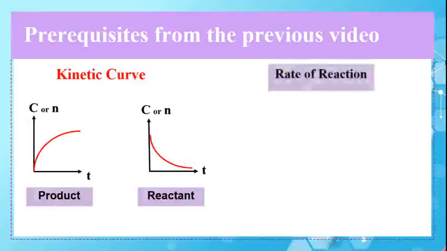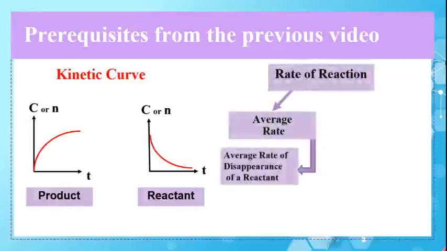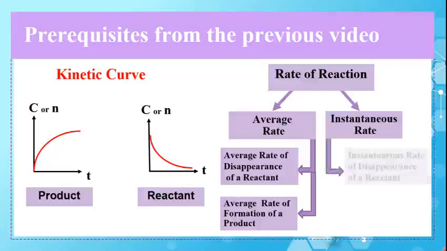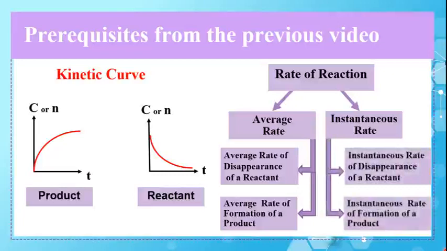Also, if we want to determine the average rate of a reaction, we may refer to the average rate of disappearance of a reactant or the average rate of formation of a product, while to determine the instantaneous rate of a reaction, we may refer to the instantaneous rate of disappearance of a reactant or the instantaneous rate of formation of a product.